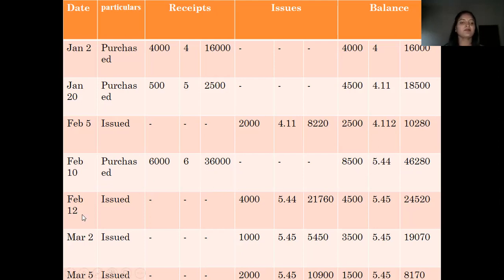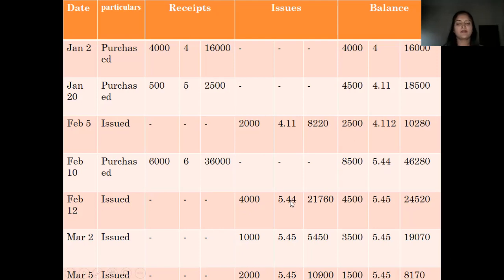Next one, on February 12th, issued. How much have you been issued? 4,000 units to be issued. So here, what is the balance we had? 8,500. Out of this 8,500, issue 4,000. And next, what is the cost per unit? Take the cost per unit as 5.44.